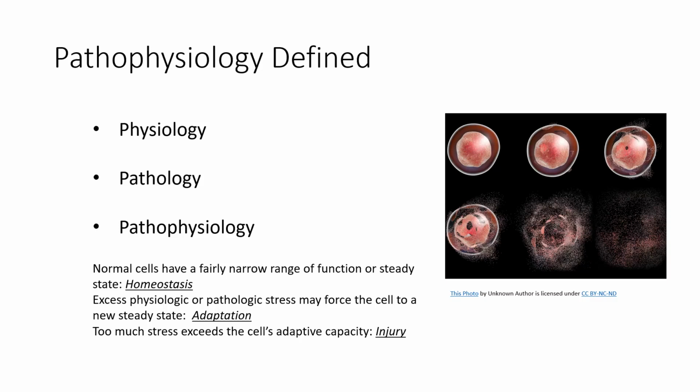So normal cells have a fairly narrow range of function or steady state, which is called homeostasis. Excess physiologic or pathologic stress may force the cell into a new steady state, adaptation. But too much stress exceeds the cell's adaptive capacity, and then that leads to injury. And the cells are going to respond to that injury depending on what type of injury it is and whether the injury is reversible, permanent, or leads to cell death.